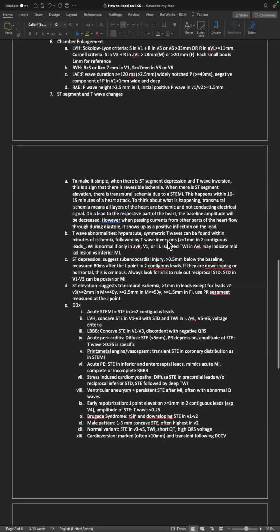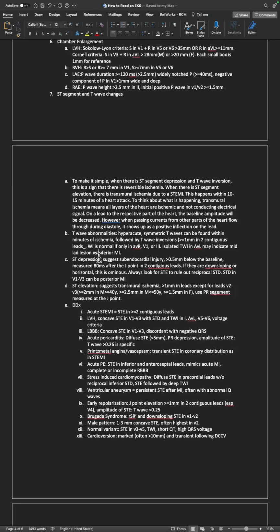Then we have T-wave abnormalities, in which hyperacute symmetric T-waves can be found within minutes of ischemia, followed by T-wave inversions, which are greater than or equal to 1 millimeter in 2 contiguous leads. Contiguous meaning corresponding to the same region of the heart. T-wave inversion is normal only in aVR, V1, or V3. Isolated T-wave inversion in aVL may indicate a mid left anterior descending lesion or inferior MI.